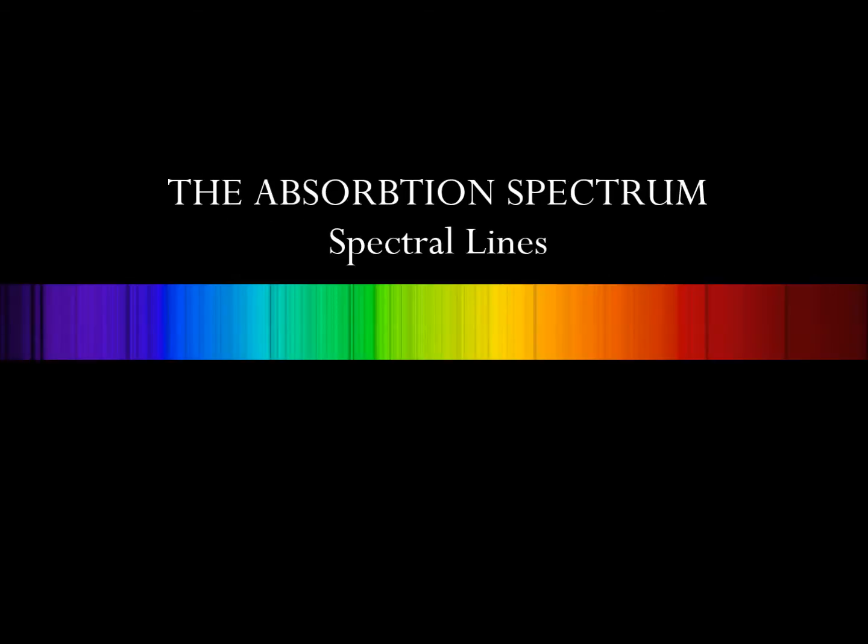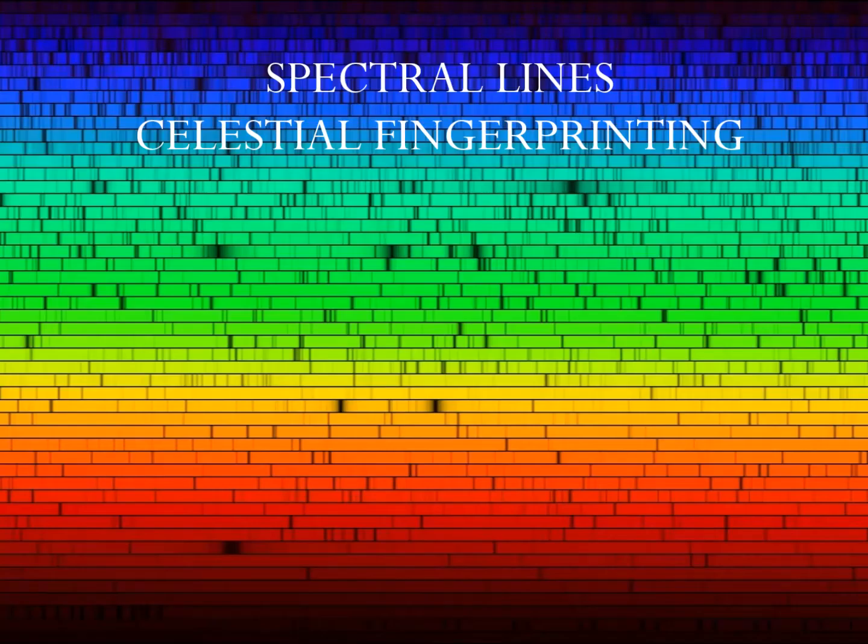The absorption spectrum is the absence of light, when light is unlikely to be emitted in the same direction as the absorbed photon, giving rise to dark lines in the spectrum. This is known as spectral lines. Spectral lines is celestial fingerprinting.